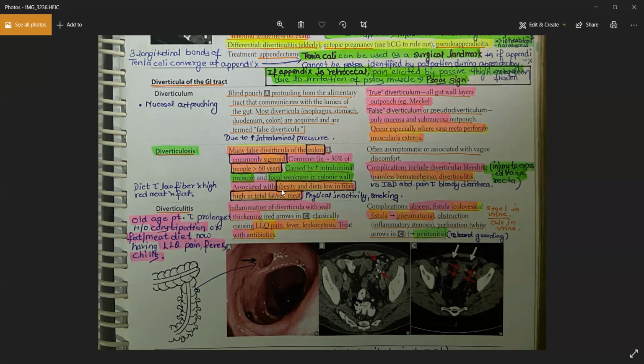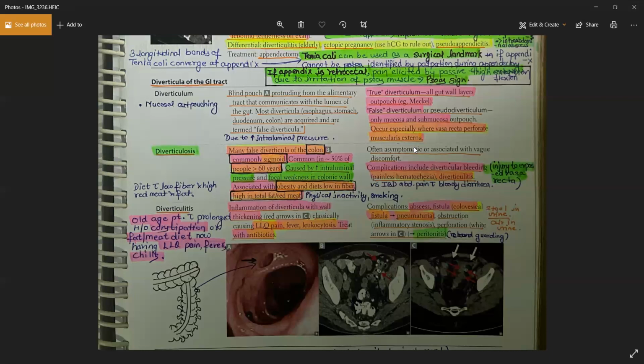The cause is important. What kind of diet can promote the formation of diverticulosis? It would be the diet which is low in fiber, okay, high in fat and red meat, right? And the patients who have a history of constipation or obesity can have this condition, right? You will have to know the source of bleeding, which is the vasa recta. You will have to know the location or the point where the outpouching occurs. It is the point where the vasa recta perforate the muscularis externa, right?